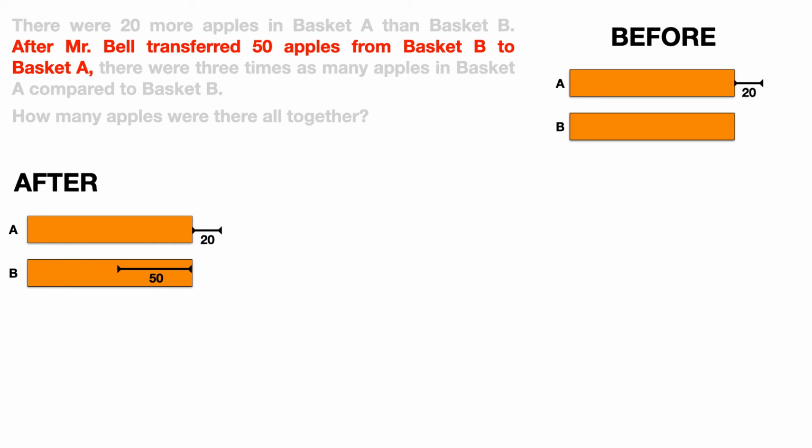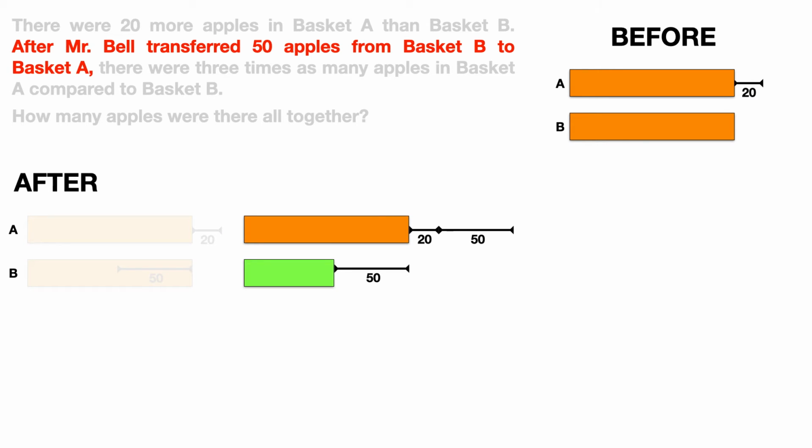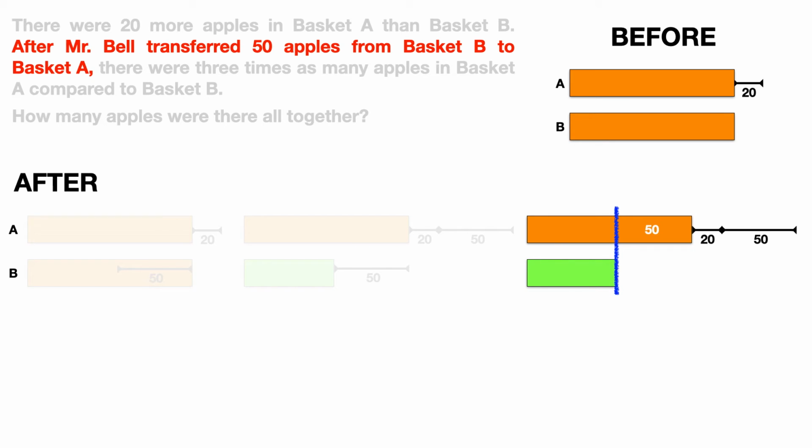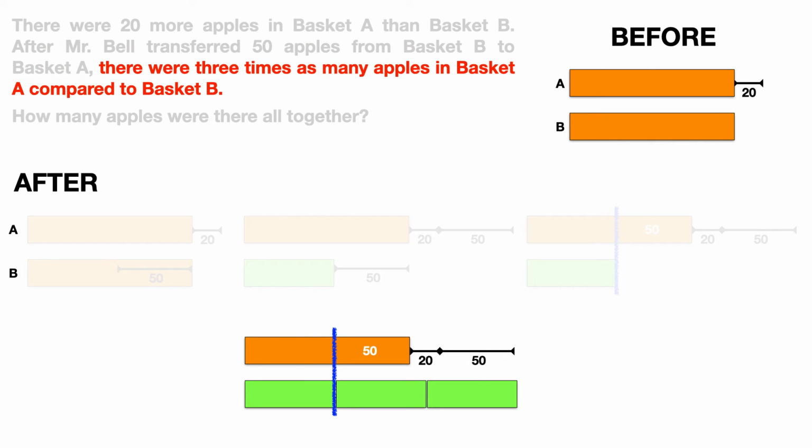Now the after transfer situation means that we've got to remove a segment of size 50 from inside that bar for basket B and add those 50 apples to the basket A model. So now we've got a green bar representing the number of apples in basket B after the transfer. Because 3 green bars would represent the same quantity as the after size of basket A, it means that 120 can be distributed evenly to the 2 green bars, meaning each green bar is worth 60.